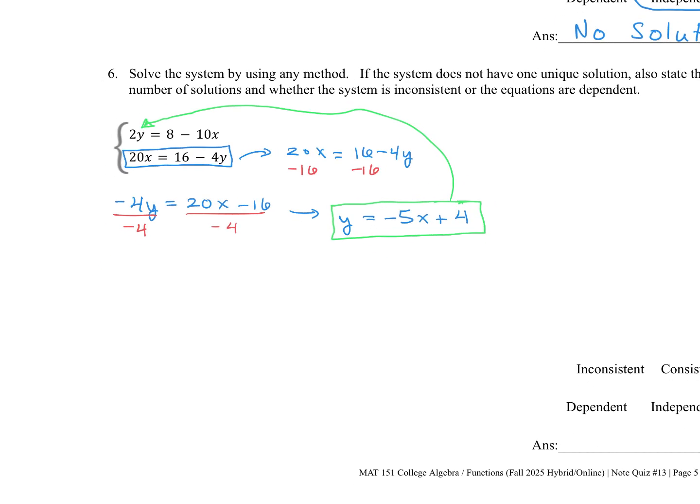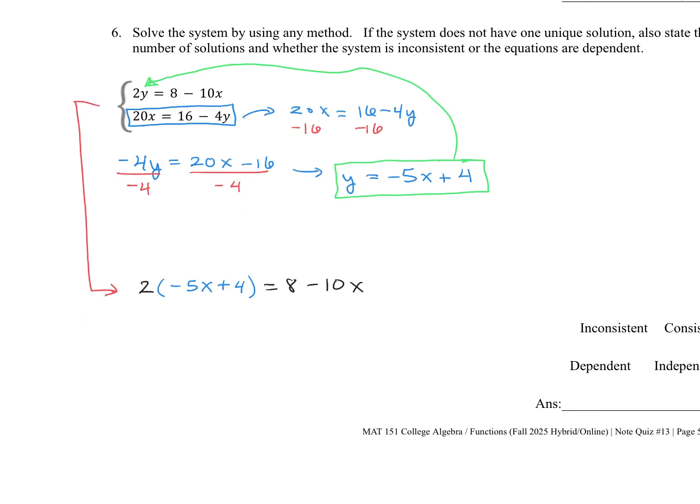So after we make that substitution, I'm running out of different colors here. I'll just use red. We're going to have 2 originally there times the y, which is negative 5x plus 4. And that's still equal to 8 minus 10 times x. Multiplying this out, I'm going to end up with negative 10 times x plus 8 equals 8 minus 10x. I can then add 10x to both sides. I can then subtract 8 from both sides. And you end up with 0 equals 0, which is always true.